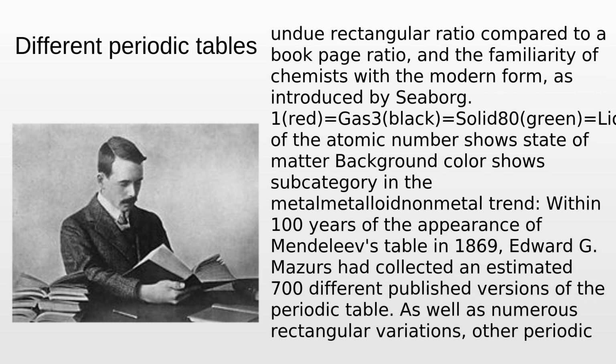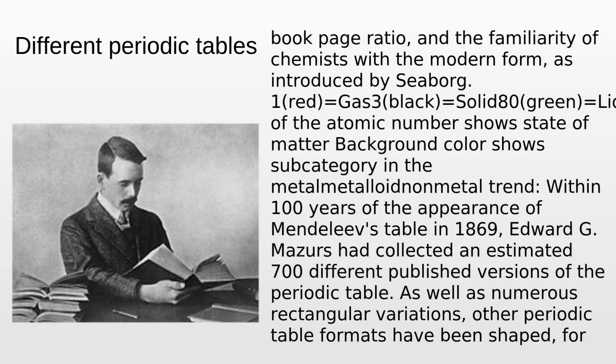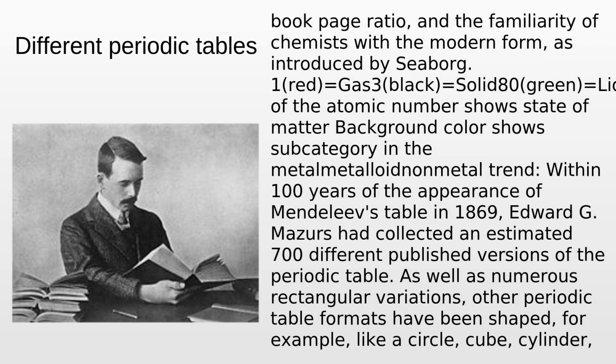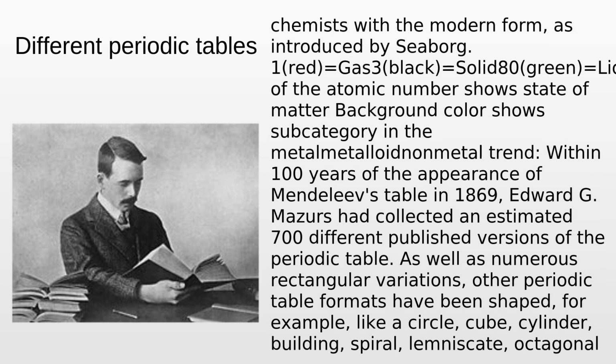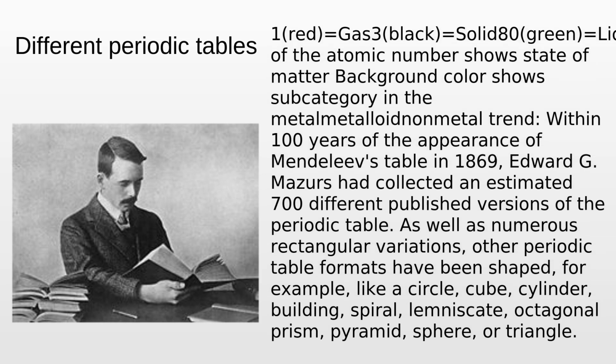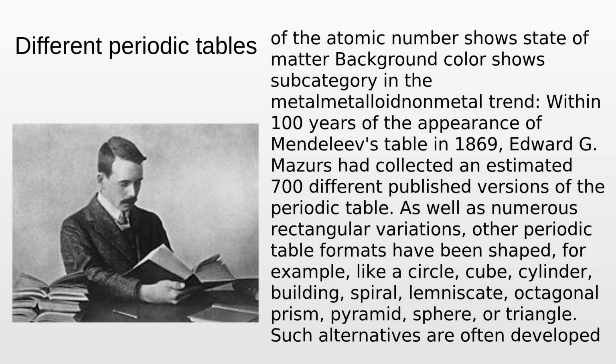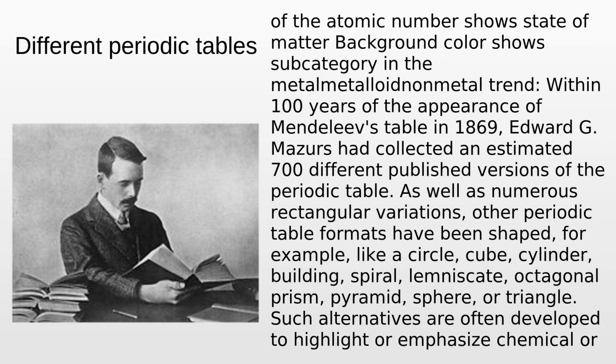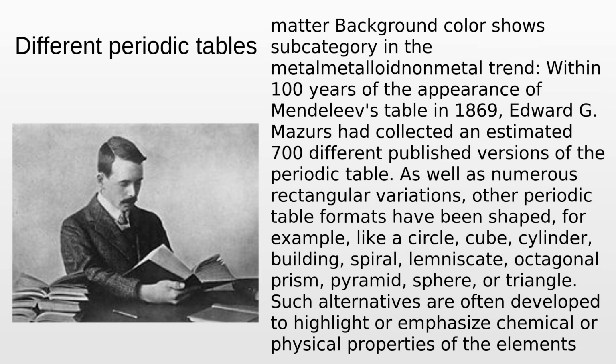Red equals gas, black equals solid, green equals liquid, gray equals unknown. The color of the atomic number shows the state of matter. Background color shows the subcategory in the metal-metalloid-nonmetal trend.